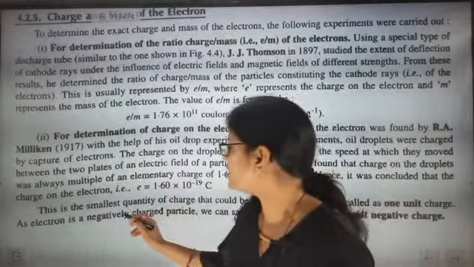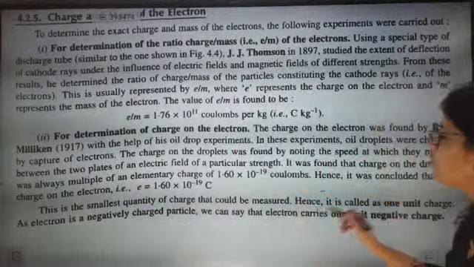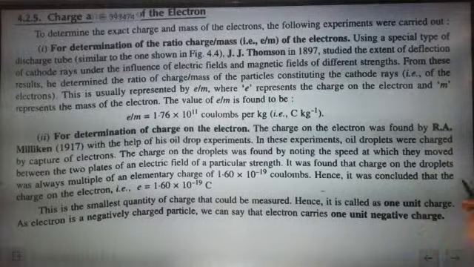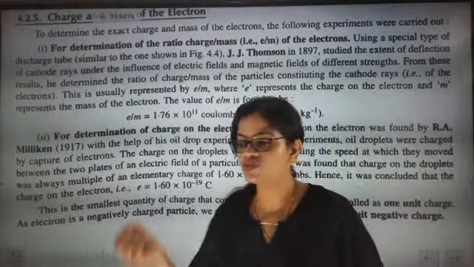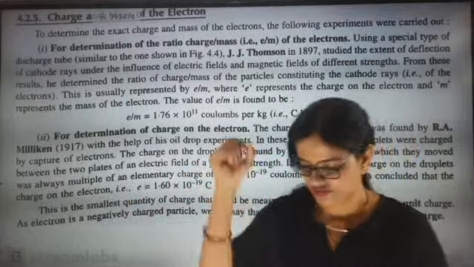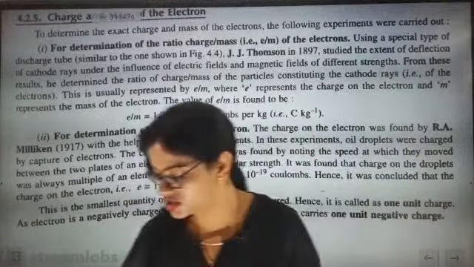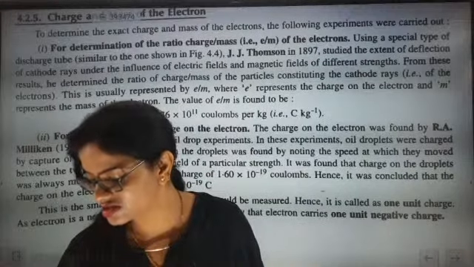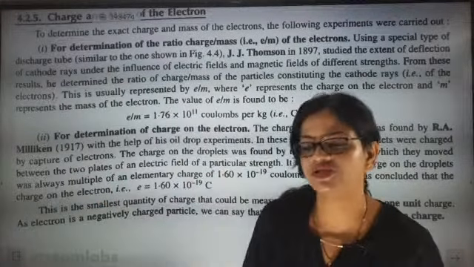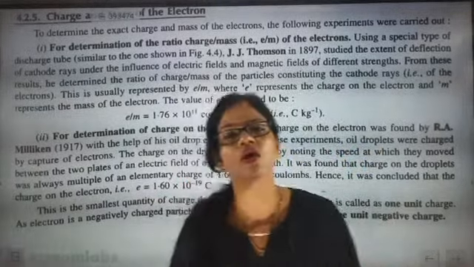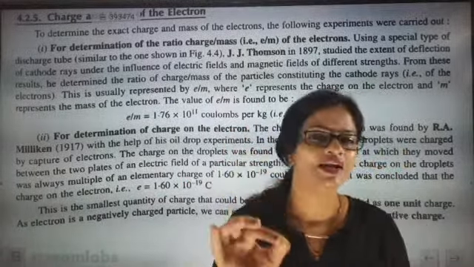It is the smallest quantity of charge that could be measured, hence it is called 1 unit charge. So this is 1 unit charge of the electron. This is a very major point. This is the smallest unit, not the largest unit. This is the smallest unit of measurement, and that's why it is called 1 unit electric charge.